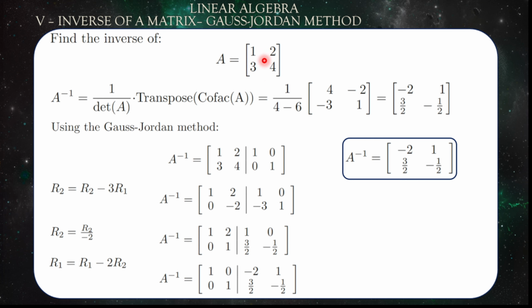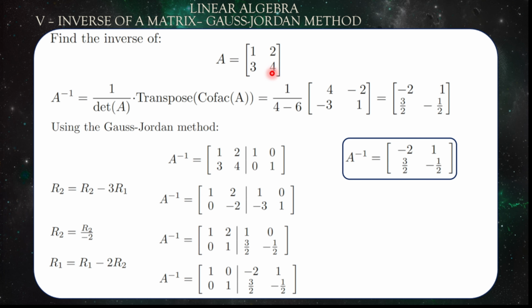At first, we need to get the determinant of A, which is 1 times 4 minus 3 times 2. So A to the minus 1, and this is the formula, is equal to 1 divided by the determinant of A, multiplied by the transpose of the cofactor of A. Now for 2 by 2 size, it won't be that difficult. So 1 divided by 4 minus 6 multiplied by, we simply swap 1 and 4. This is unique to 2 by 2 matrices.